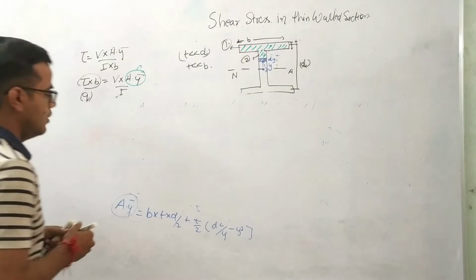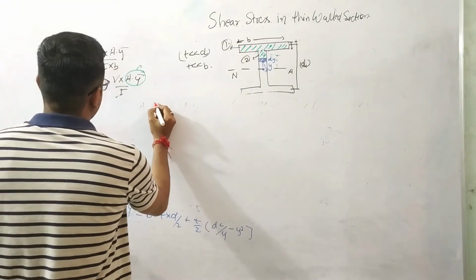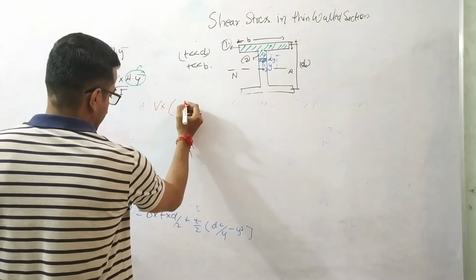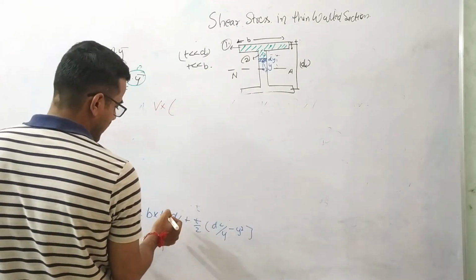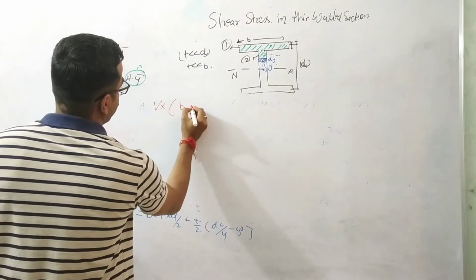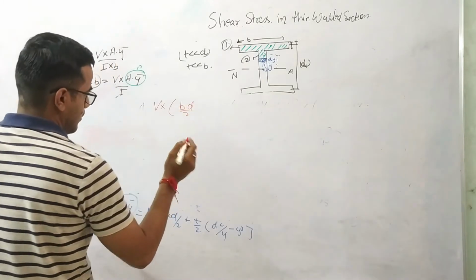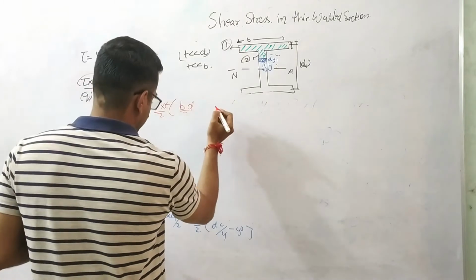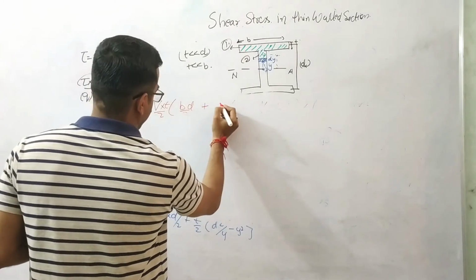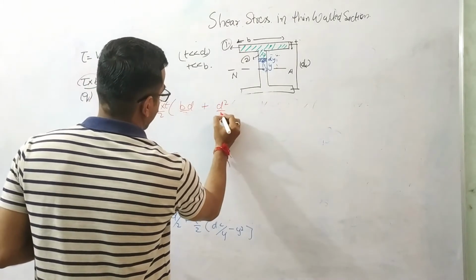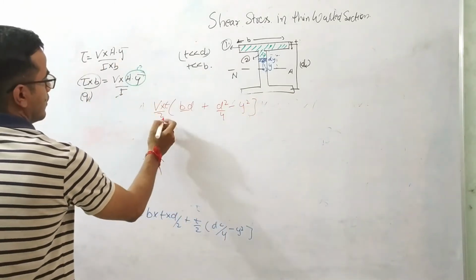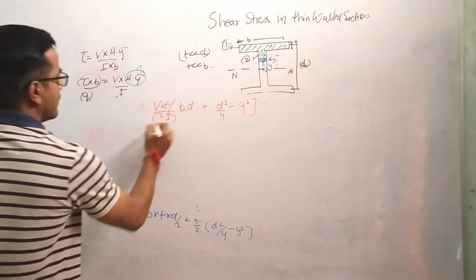So our formula is nothing but b into t, b d by 2, or you can say that t by 2 we can take common outside, times b d plus d squared over 4 minus y squared, over I.